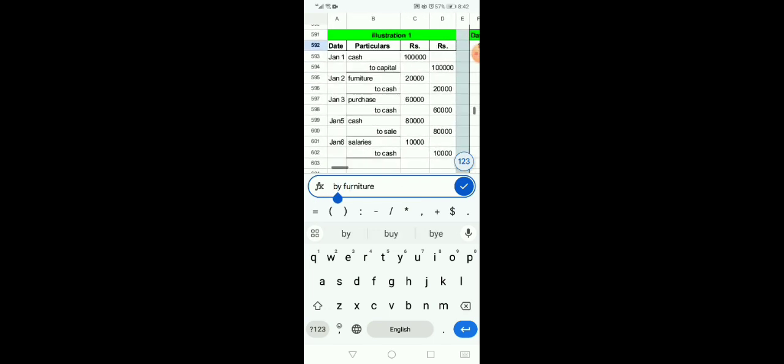So 2 entries are completed. In second entry, cash was credit. We have posted this cash on credit side. Now it's time to put your date. Date was 2. So here 2 would be put, 2 we have put in date column. In this way, second entry has also been completed.